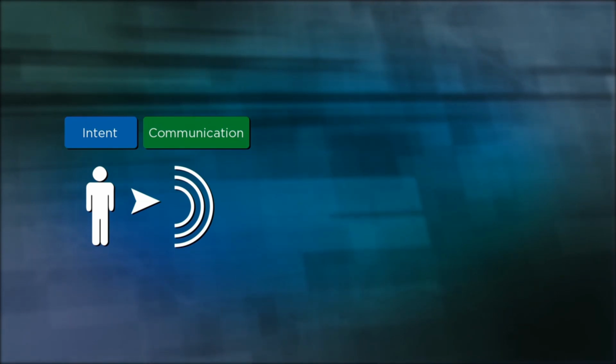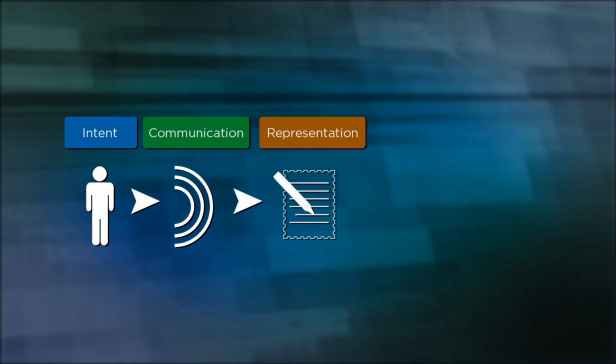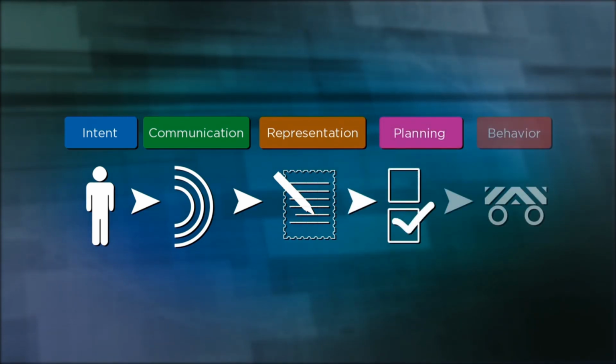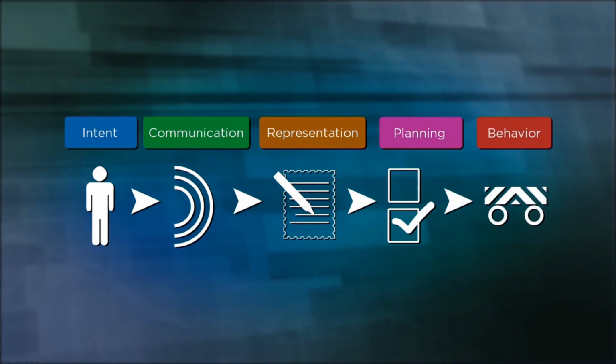At a high level of abstraction, telling a machine what to do goes something like this. A person has an intent or a goal. There's communication of that goal in some form so it can be transferred into a representation the machine can process. The machine then uses this representation as a guide for planning and for controlling behavior in the world.